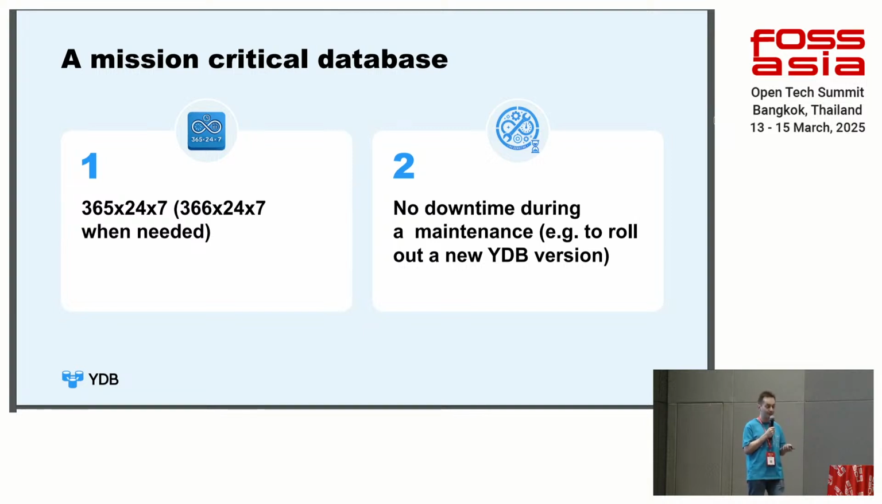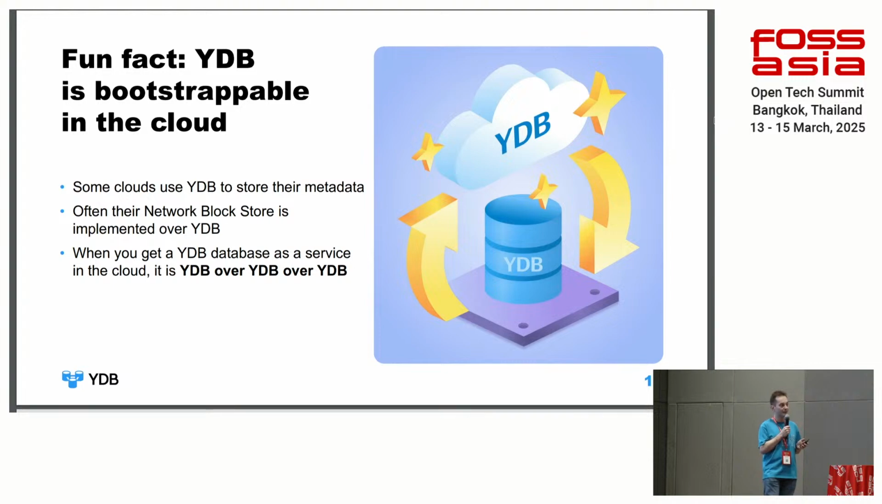and we work the whole year without maintenance. There is a fun fact about YDB. There are clouds based on YDB. They use YDB for their metadata. And some of these clouds implement their network block store using YDB as well. Network block store is analogous to EBS in Amazon. And some of these clouds provide YDB as a service. And that's what makes YDB bootstrappable. And if you buy this YDB as a service, you get YDB over YDB over YDB.